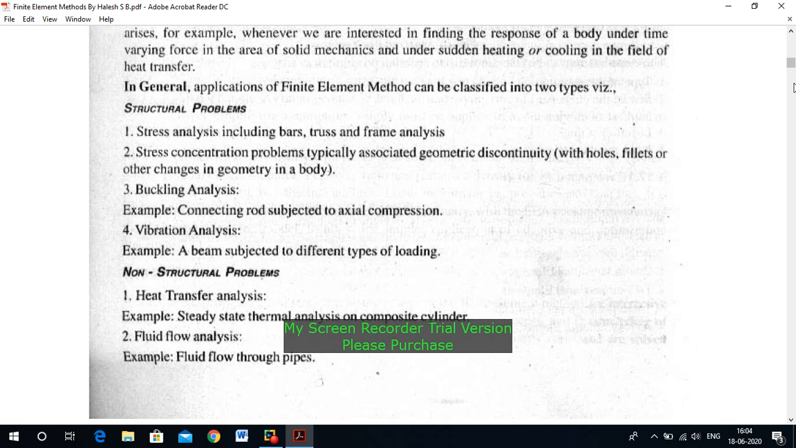Example, steady state thermal analysis on a composite cylinder, that is called heat transfer analysis. Nowadays in the industry, that is what we call CFD analysis. Next, the second type is fluid flow analysis. CFD is a very important application in the field of engineering. And fluid flow analysis, example, fluid flow through any type of pipe, circular pipes.